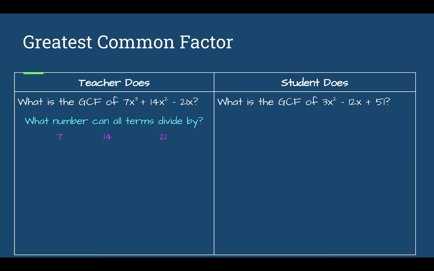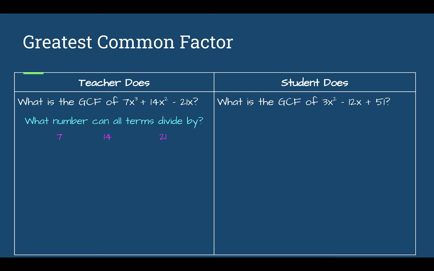Well, I'm going to take those coefficients. So I have 7, 14, and 21. I'm not going to worry so much about whether they're positive or negative, unless that first one is, then that negative comes in. It's not here, so I'm not going to worry about it.